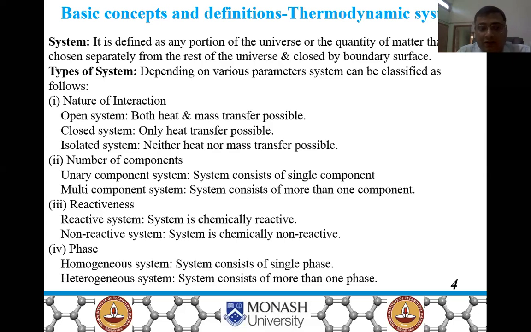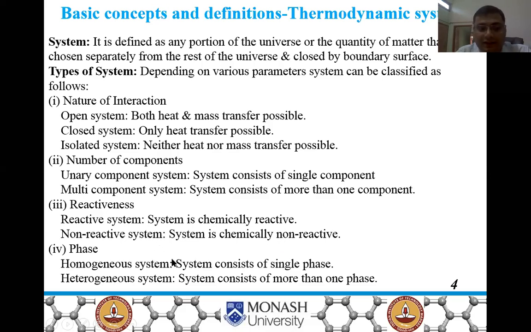Now, depending on the number of components we can also define the system. If a system consists of only a single component, then it is called a unary component system. And if a system consists of more than one component, then it is called a multi-component system. Now, depending on the reactiveness we can also define the system. If the system is chemically reactive, then it is called a reactive system. If the system is chemically non-reactive, then it is called a non-reactive system.